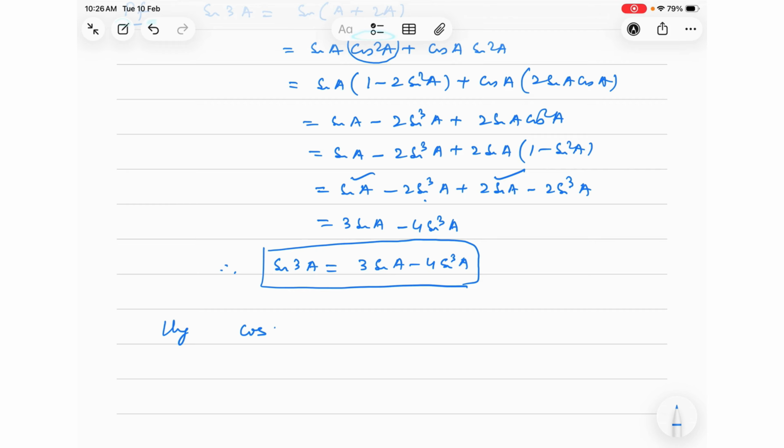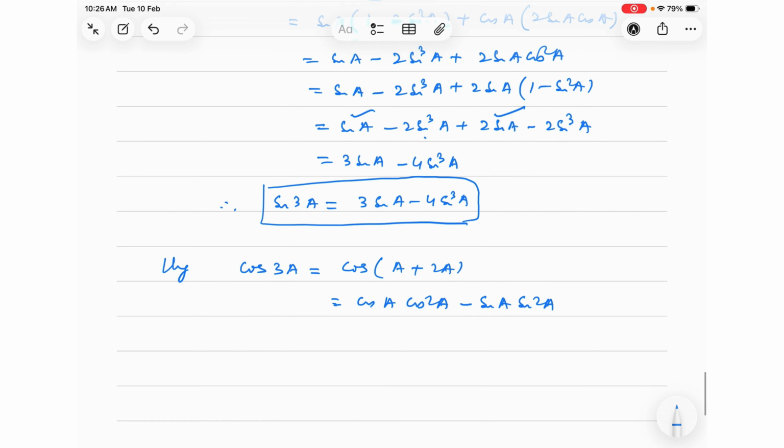Similarly, we can write the cos 3A formula in terms of A by writing the 3A angle as A plus 2A. Using the cos A plus B formula again, we get cos A cos 2A minus sin A sin 2A.